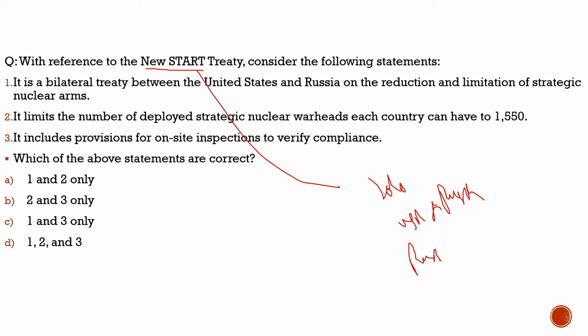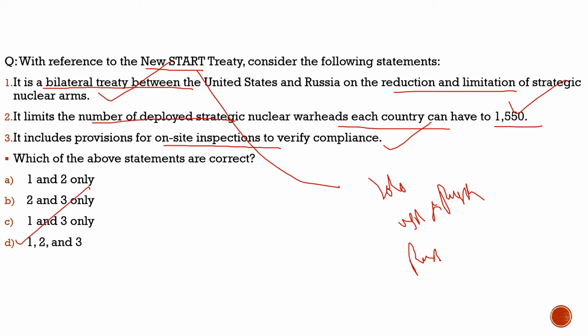Here the question says, with reference to the New START treaty, consider the following statements. First statement, it is a bilateral treaty between the United States and Russia on the reduction and limitation of strategic nuclear arms. 100% correct. This treaty deals with the reduction and limitation of strategic nuclear arms. Second statement, it limits the number of deployed strategic nuclear warheads each country can have to 1,550. Correct. Nothing wrong with the statement. Third statement, it includes provisions for on-site inspections to verify compliance. 100% correct. So with respect to this question, all three statements are correct, and from the code given below, the correct code would be option D.